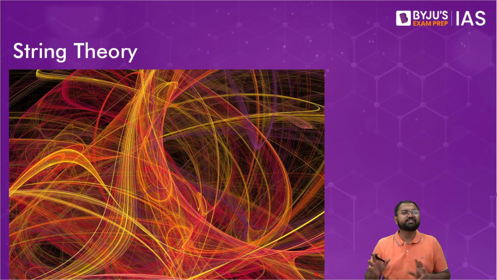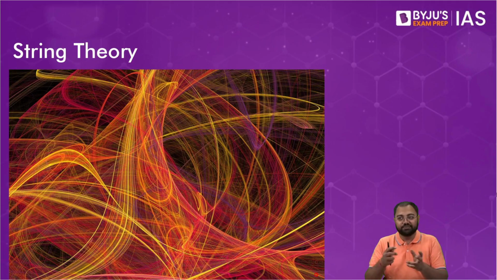Now, what does string theory say? String theory says that every energy, every particle that we know of, every force that we know of, they are all made of tiny strings. They say that they are all made of tiny strings, and various types of vibrations in these strings make different particles. Very difficult to even think of what they're saying.